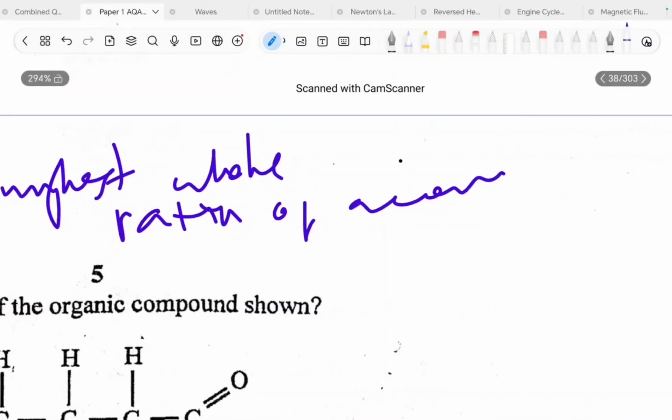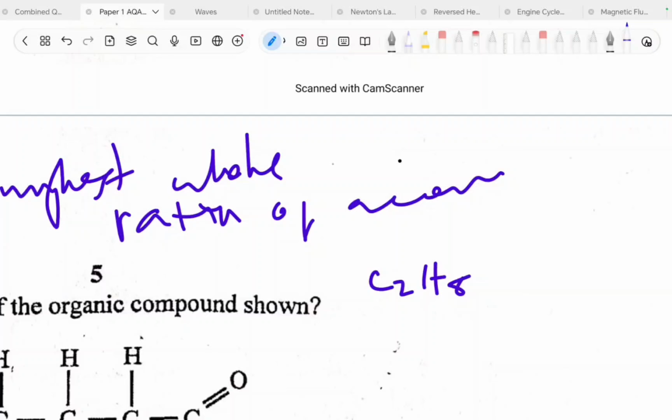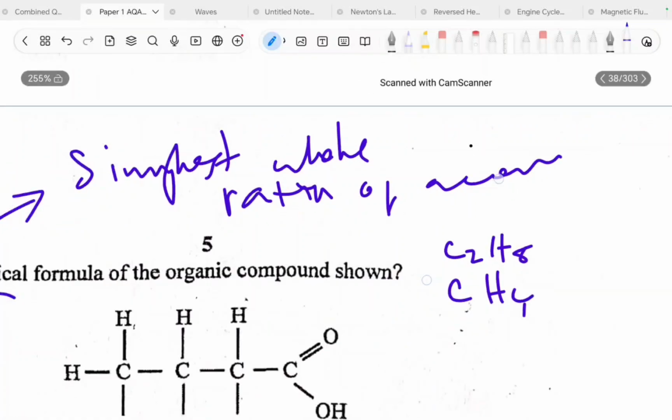For example, if you have C2H8, that is not the simplest whole number ratio. That might be the molecular formula, but the simplest whole number ratio is going to be CH4, because you can divide this by 2. Same thing.